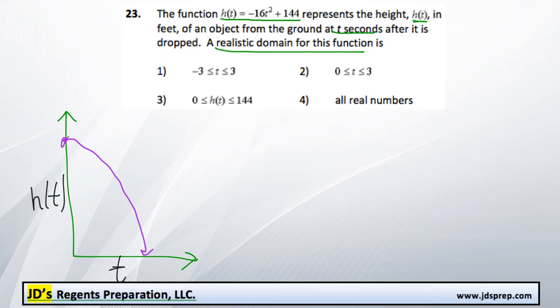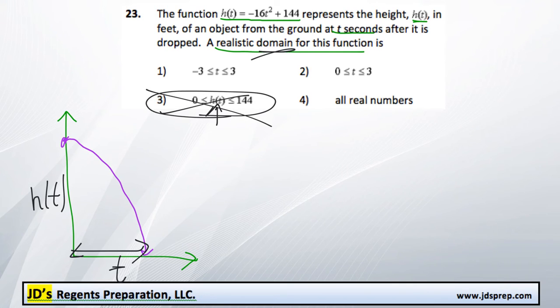So because we're looking for the domain, we're interested in t, or time. So right off the bat we can ignore option number 3, because that involves h of t, not t. Now, obviously, because we're talking about time, the starting value, or the minimum value, is 0. We can't start with negative time. It just doesn't make sense. So in the end, it's got to be option number 2, because option number 1 starts at negative 3, and that just doesn't make sense.